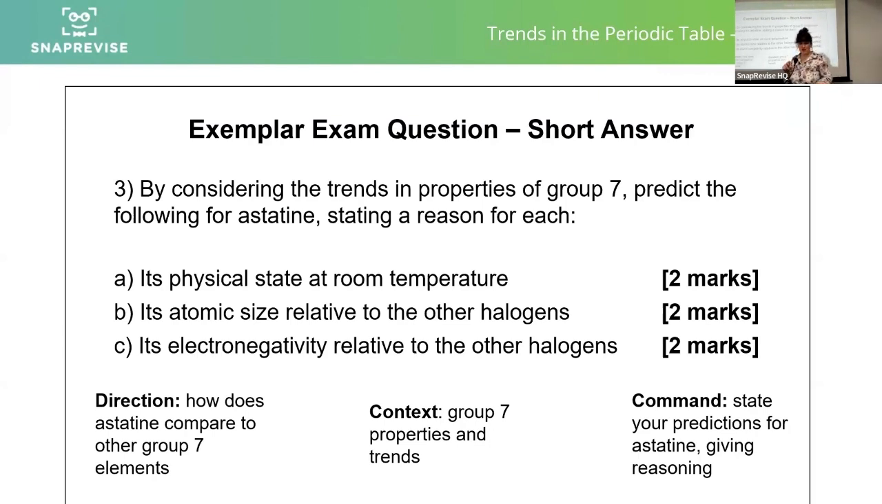It says relative to other halogens. That's an important point because it hasn't asked me to predict the Pauling number for it, its electronegativity value for astatine. So I don't need to think about actual exact numbers. I just need to think about the trend because it's relative to the other halogens. So is it going to be more or less electronegative than the other halogens?